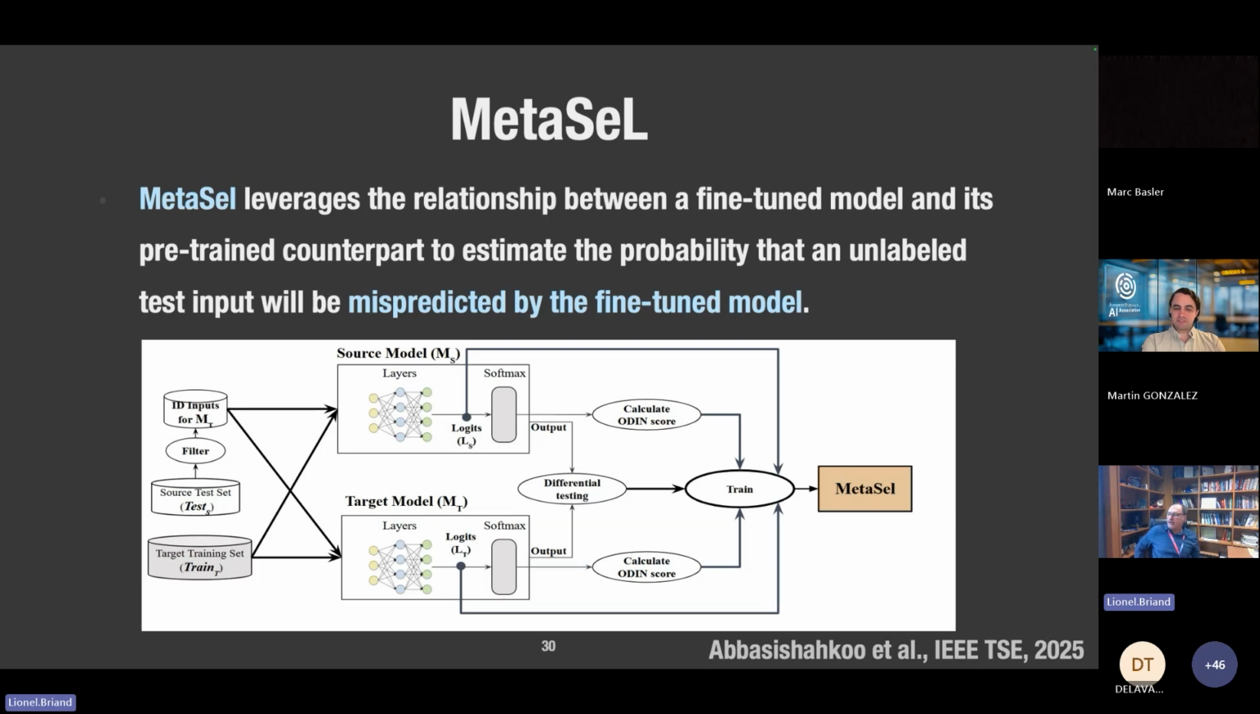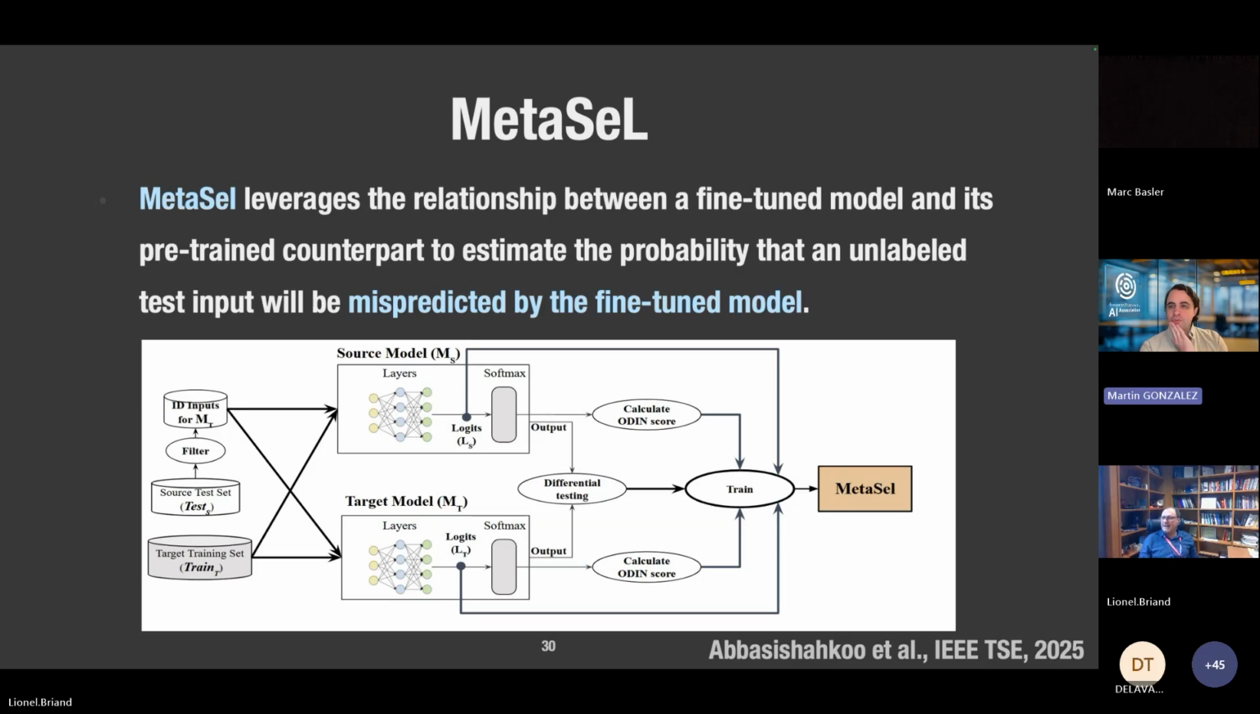So we use that to try to predict what inputs in the new context, in your new data distribution, should be labeled for testing purposes, to minimize the testing effort. So that's a context where we have used out-of-distribution scores for test selection. Yeah, this is super interesting.